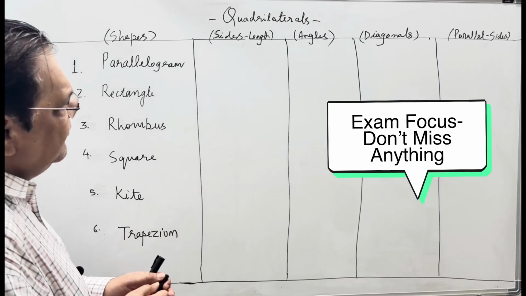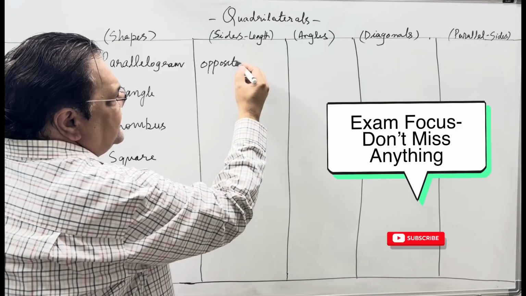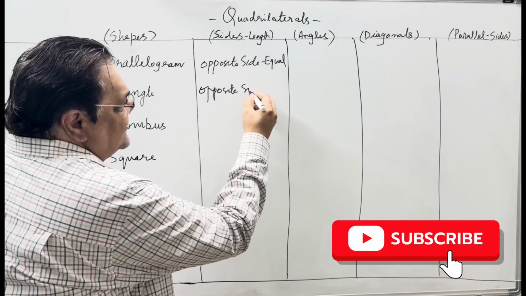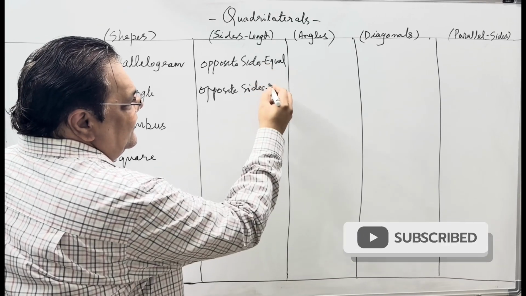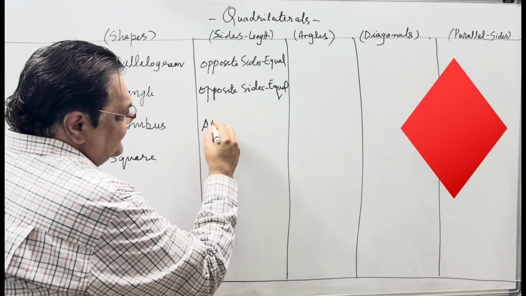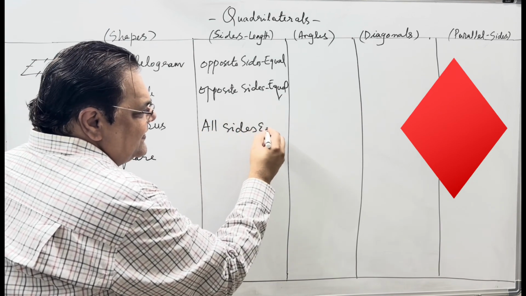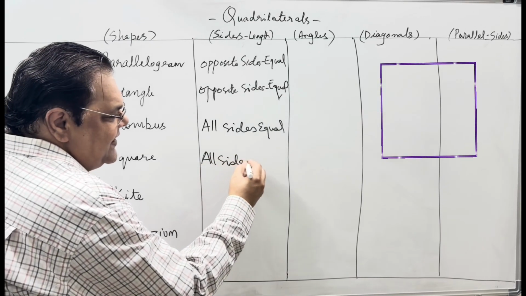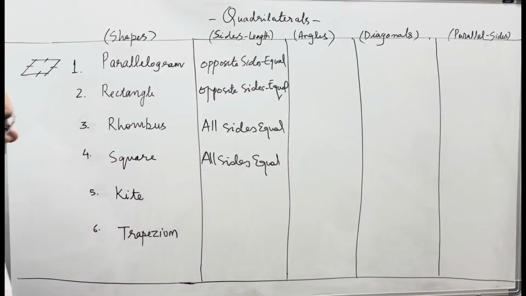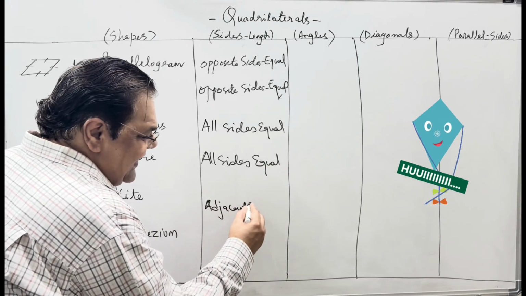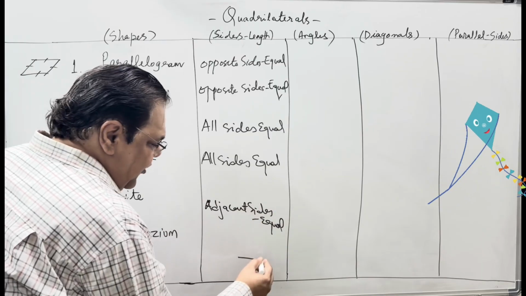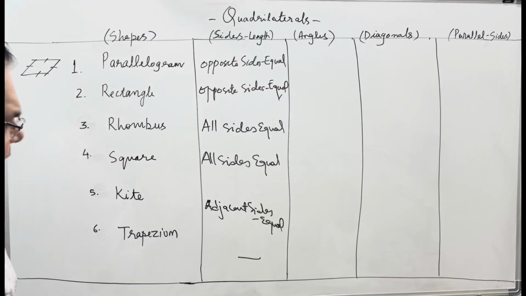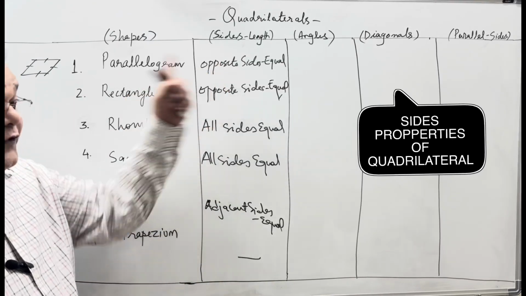In a parallelogram, what about the sides? Opposite sides equal always. In a rectangle, opposite sides equal. The rhombus, all sides equal. Square, all sides equal. Kite, adjacent sides equal. For trapezium, nothing can be said. It can have equal, it cannot have equal, anything can happen. There is nothing fixed. But in parallelogram, this is fixed.